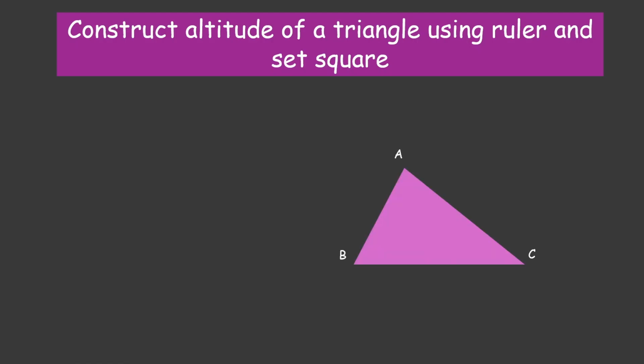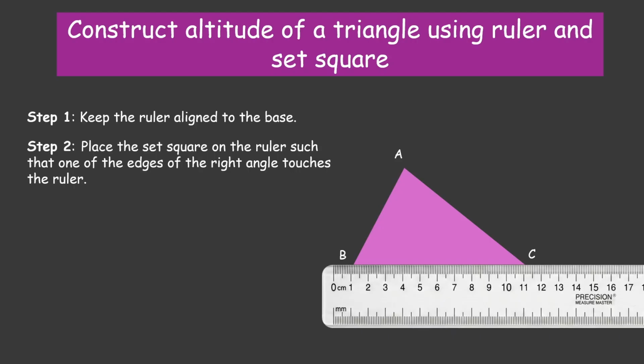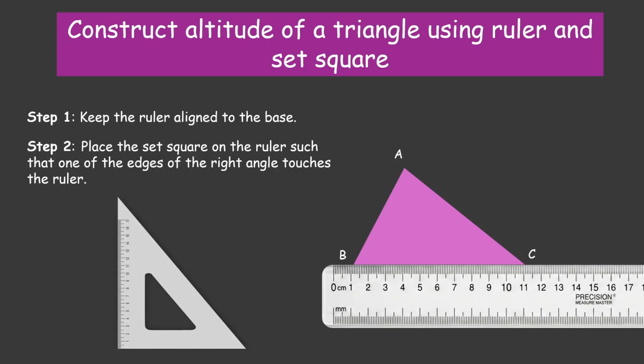So, if we need to construct altitude for this triangle ABC, where BC is the base, we first keep the ruler aligned to the base like this. Then we'll place the set square on the ruler such that one of the edges of the right angle touches the ruler. In the set square, this is the right angle.